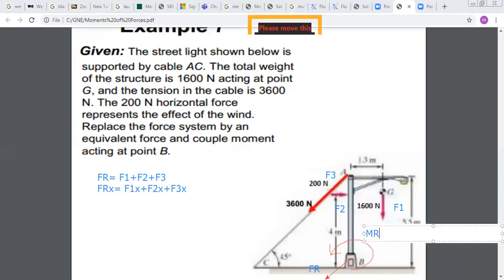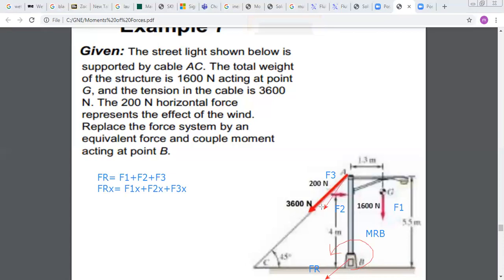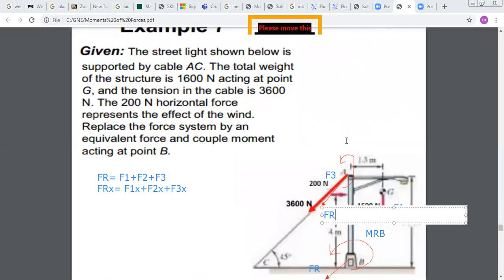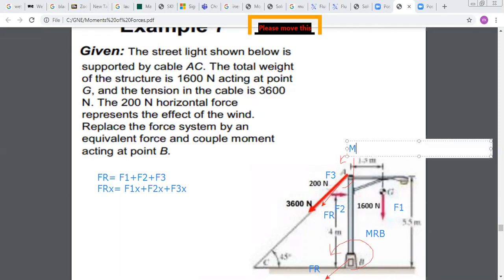You can replace your system at any point. So if you don't choose B, if you decide to choose A, what will be the difference? The only difference will be the moment, because the resultant force vector is the same, whatever the point of interest. So if you move all your forces to A, you have the same forces. So when you do the sum of forces, you will get the same resultant Fr. But when you do the sum of moments about A, you can get a different couple. This is why you will end up with a different couple here, but you will have the same resultant force. So here you will have Fr, and here you will have M resultant about A.